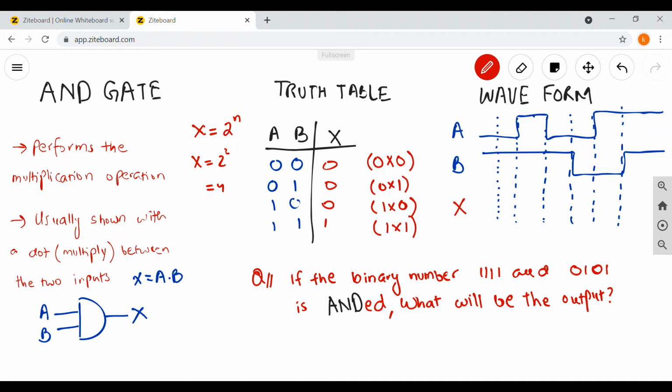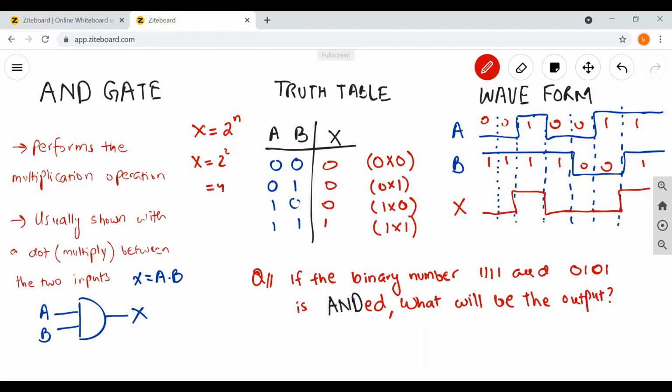So if you want to create a waveform, you can create it like this. 0 multiplied by 1 is 0. 0 multiplied by 1 is still 0, so you're just going to continue this. 1 multiplied by 1 is 1, so it's going to be a high output. 0 multiplied by 1 is 0, low output. 0 multiplied by 0, low output. 1 multiplied by 0, low output. 1 multiplied by 1 is a high output. So that's basically just the waveform.